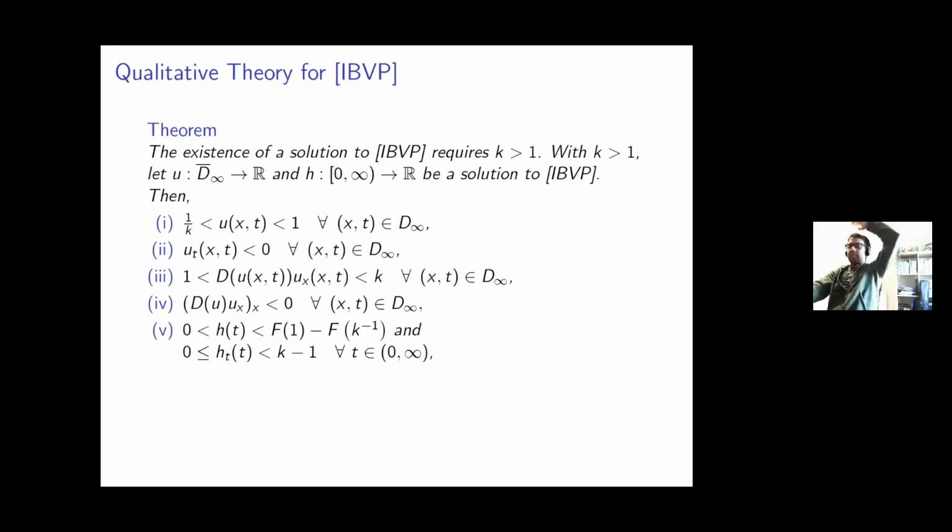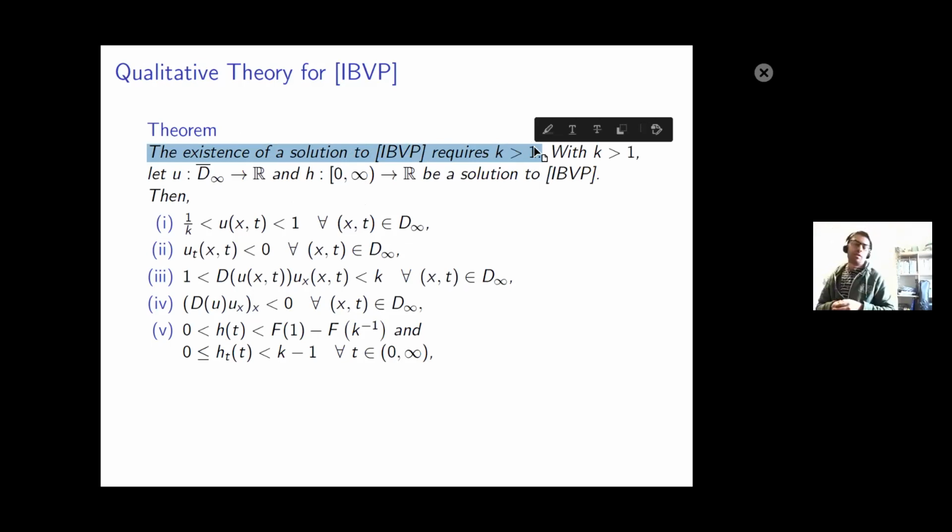Now we get onto the main theorem that we've proved about the initial boundary value problem, IBVP. I've had to skip pretty much all of the details, but summarize the main results. And so you can prove all of these things. So firstly, the existence of a solution to the initial boundary value problem requires that k is greater than 1. I suppose I should say more specifically that we're interested in the cases where the solutions are positive. We need that to be the case. So that's what this first condition means.